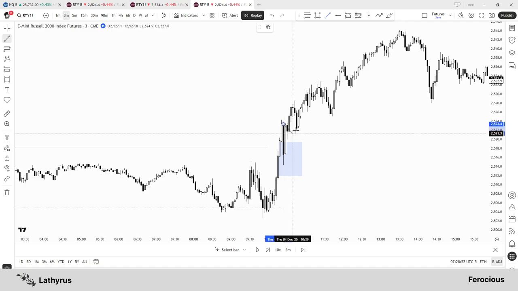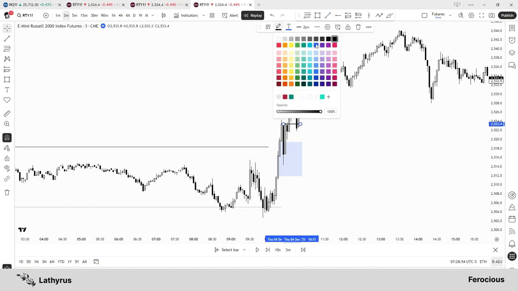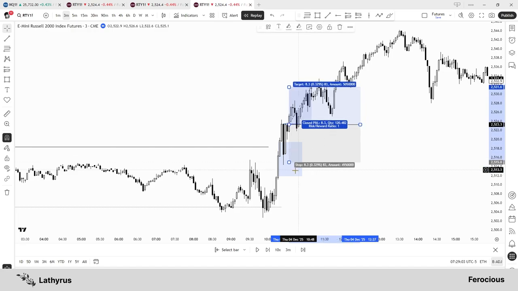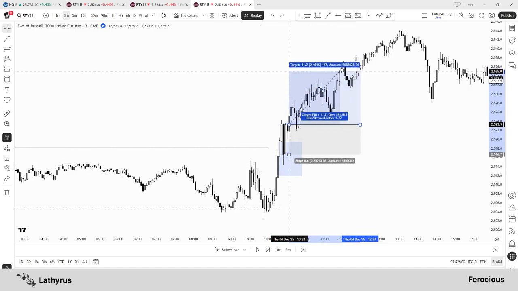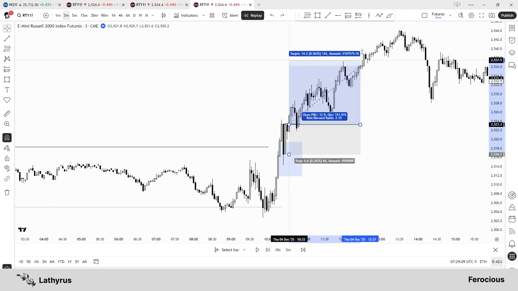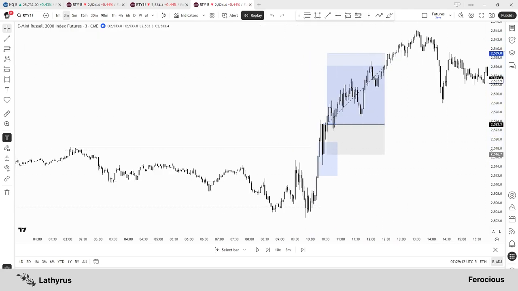So again, I traded this order block here. I was monitoring this high, we traded to the high, we retraced, and we formed a continuation and traded the continuation here for like 2.5R to here. So that was a good trade.